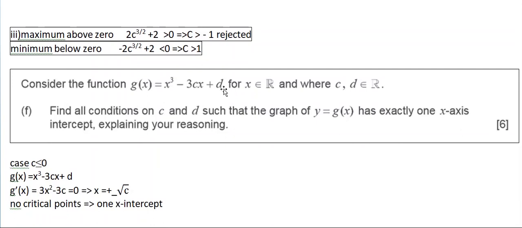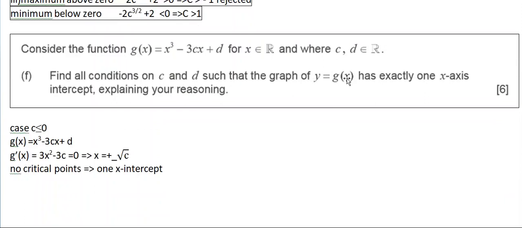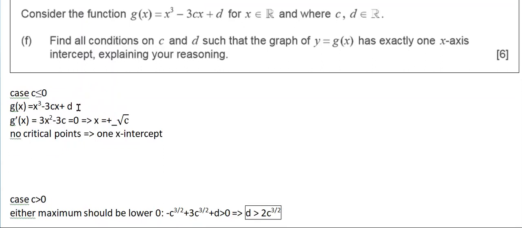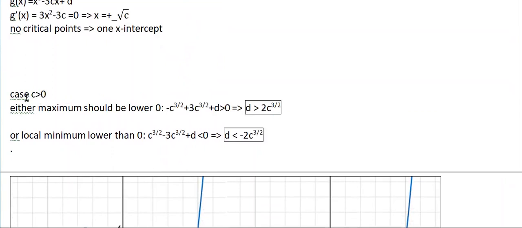Consider another function of the type, but instead of 2 we have here d. Find all conditions on c and d such that the graph has exactly one x-axis intercept, explaining your reasoning. Case c less than or equal to 0, we have no critical point, so we don't consider this case. Case c more than 0, then the maximum should be lower than 0.